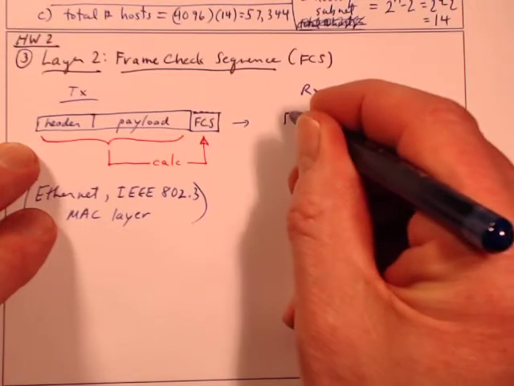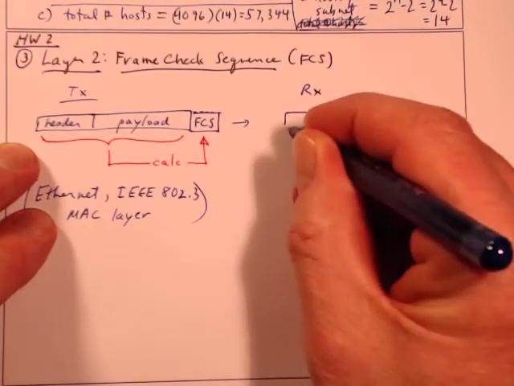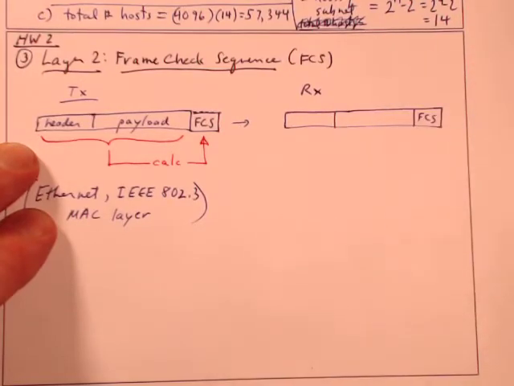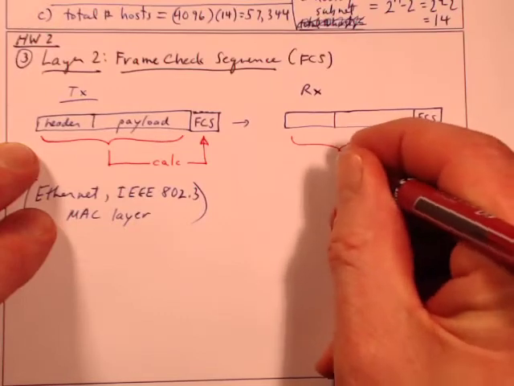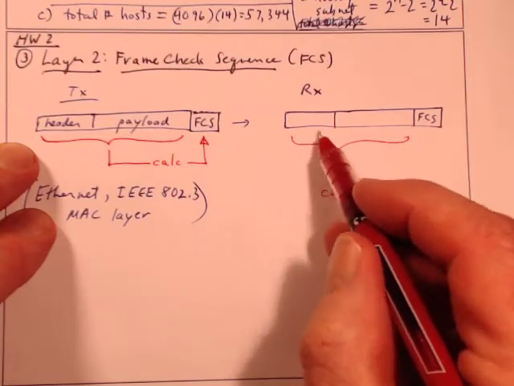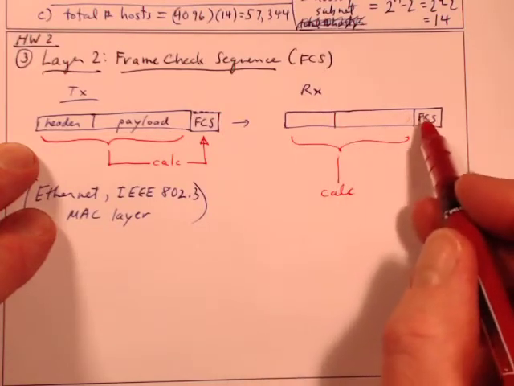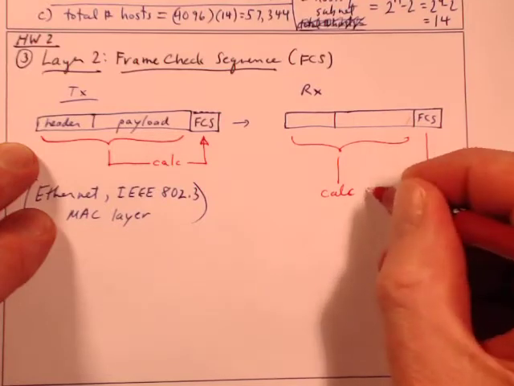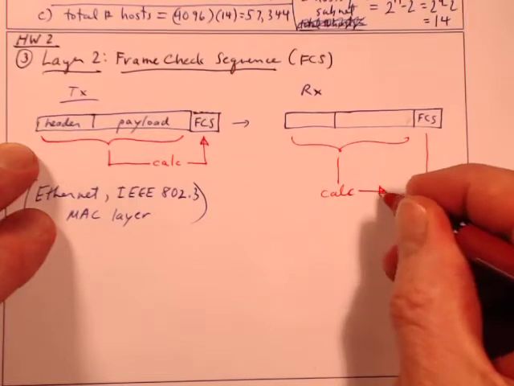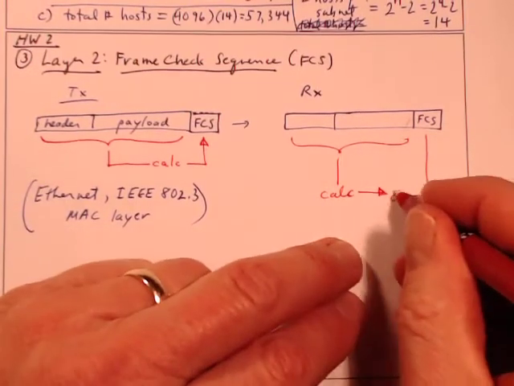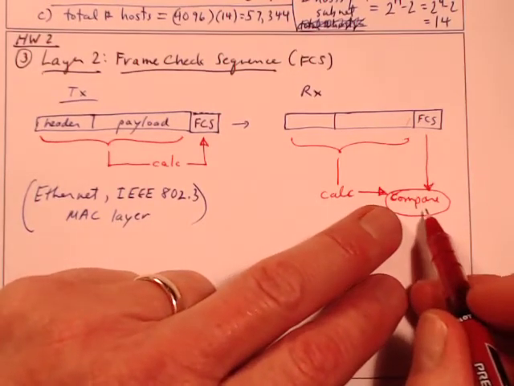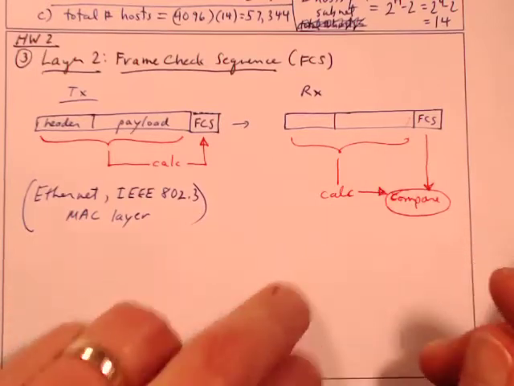The receiver takes that whole thing. Here's the FCS. He does his own calculation of the frame check sequence based on all of the bits except for the FCS itself, and then is going to compare those two values. The crucial part is that if the comparison works, that is, if they're equal, then they keep the frame, and if they are not equal, the frame is thrown away.